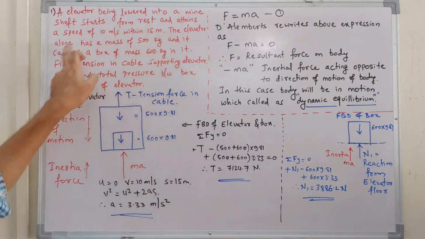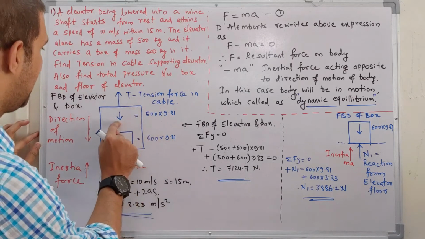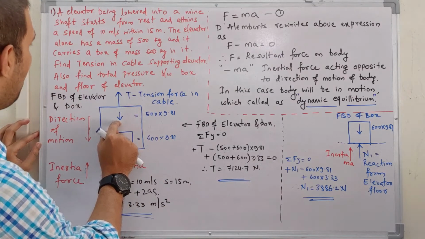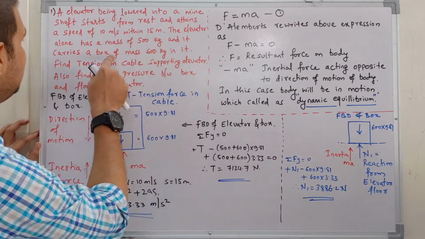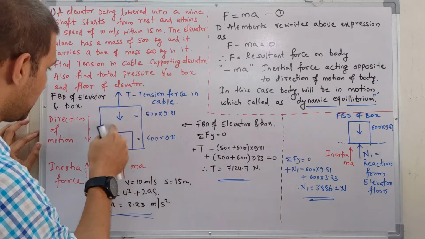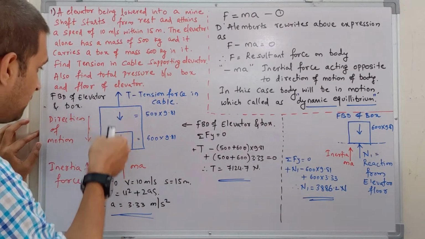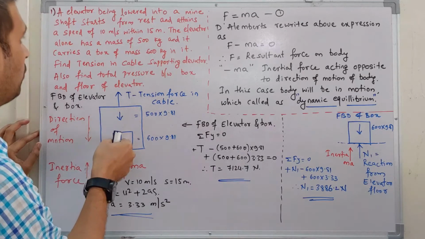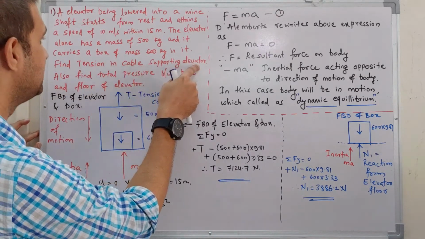The elevator alone has a mass of 500 kg. The self weight of the elevator is 500 kg. You know, self weight always acts vertically downward. And it carries a box of mass 600 kg in it. Now this elevator also carries a box of mass 600 kg, and the self weight of the box is also acting vertically downward. Now find tension in cable supporting the elevator.